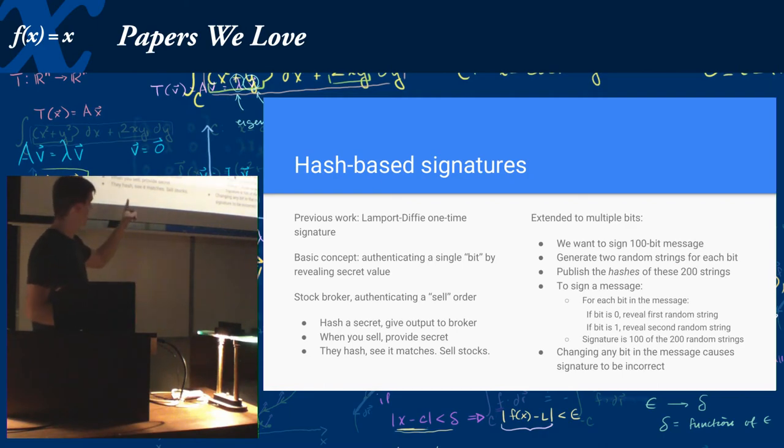And then when you actually go to give the sell order, you say, I'm ready to sell now, and here's my secret, the secret string. And then the broker can take it and hash it and see that they match and know that it was actually you that gave it. So that basically just allows you to authenticate a one bit. It doesn't allow you to authenticate a zero bit, because you can't verify that you did or didn't send it.